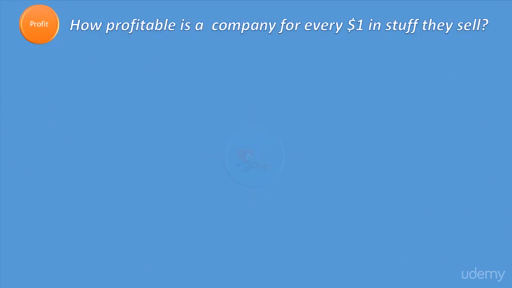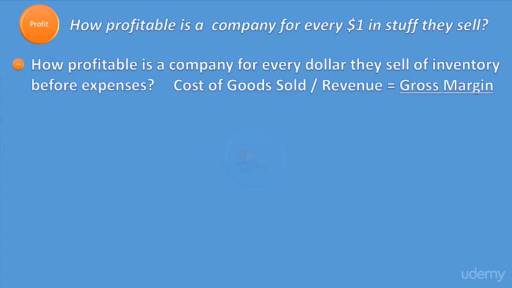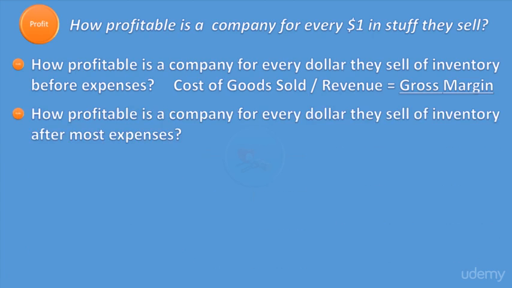All right, let's talk about profitability. How profitable is a company for every $1 in stuff they sell? So, how profitable is a company for every dollar they sell of inventory before expenses, right? That's the cost of goods sold divided by revenue. And that's also referred to as gross margin. Next up, how profitable is a company for every dollar they sell of inventory after most expenses? That's called EBITDA divided by revenue or operating margin.